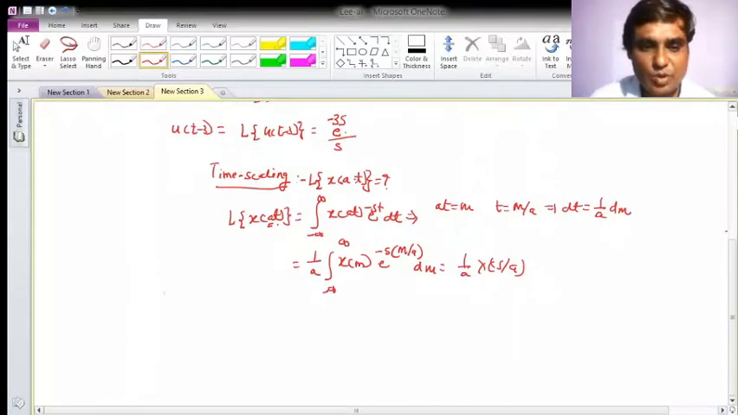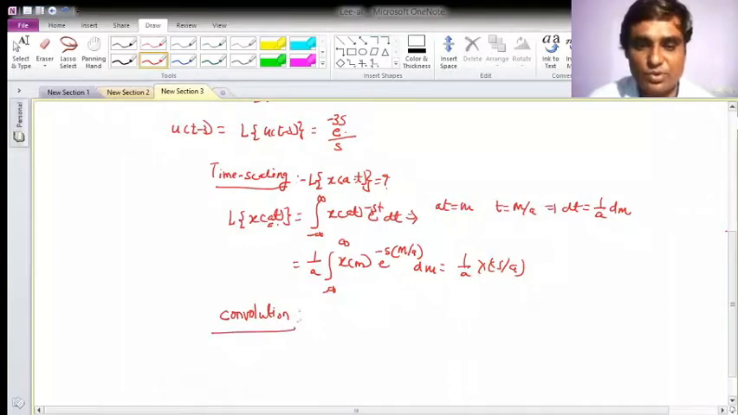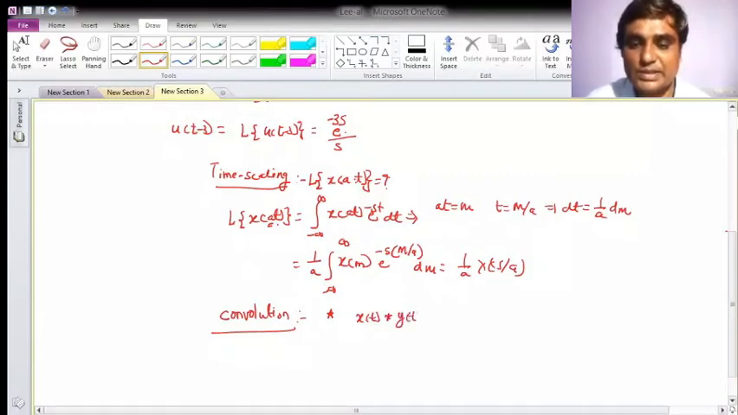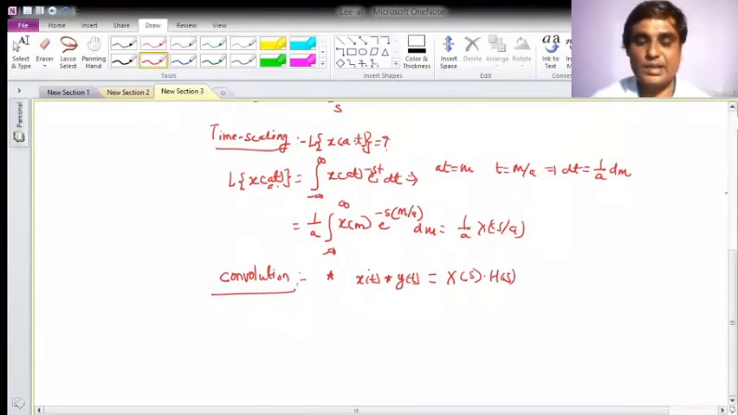The next important property is the convolution property. We know convolution is represented with this symbol. If I convolve x of t with any signal, let's say y of t, what is its Laplace transform? It will be the multiplication of the Laplace transform of x of t with that of y of t, and then simply you can take the inverse of it and write it.